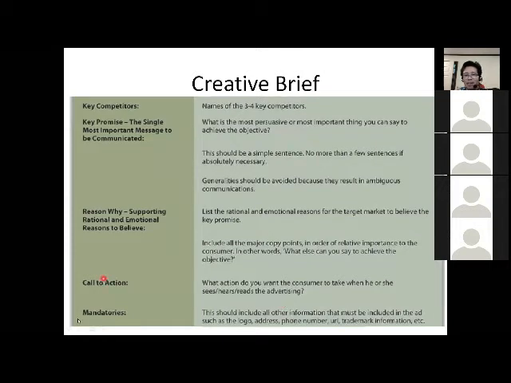And finally, the mandatories, or what should be included. These are mandatory, so they should be included. Sometimes these vary from agency to agency, but these are typical: the logo of the brand, any important addresses, any important phone numbers, the URL or the website address, the uniform resource locator, and the trademark information. And of course, the very important, etc.